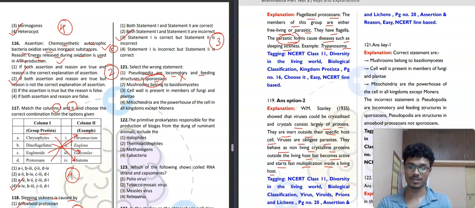Now moving to the other statements. Mushrooms belong to basidiomycetes. It's absolutely correct. Cell wall is present in the members of fungi and plantae. Yes, it is also absolutely correct. Mitochondria are the powerhouse of the cell in all kingdoms except Monera. It is also correct, bacteria don't have mitochondria. Everyone knows from class 6 till NEET level that mitochondria is the powerhouse of the cell. So you need to choose the wrong statement. The first one will be your correct answer for this question.